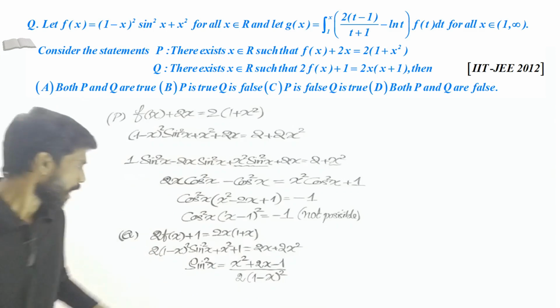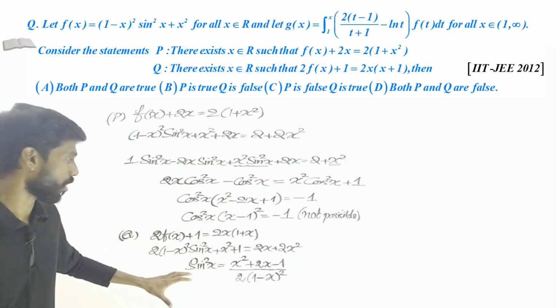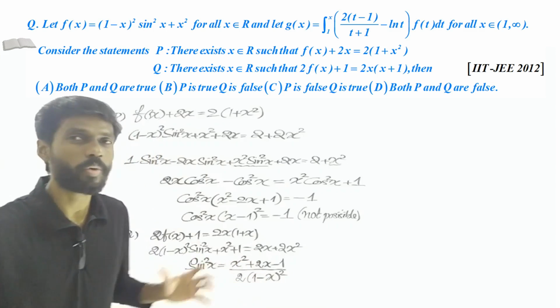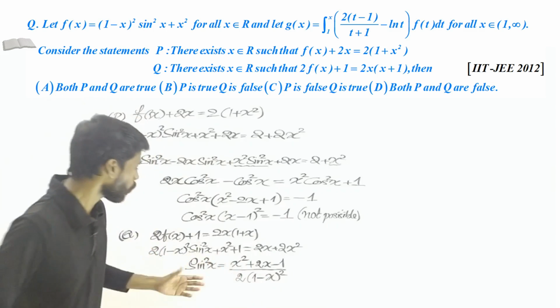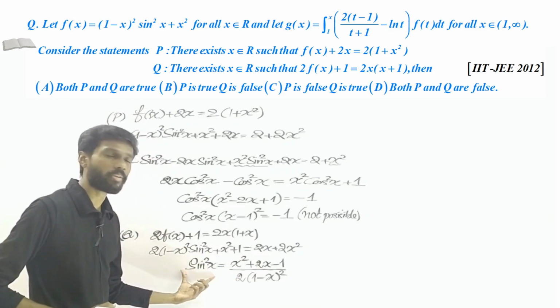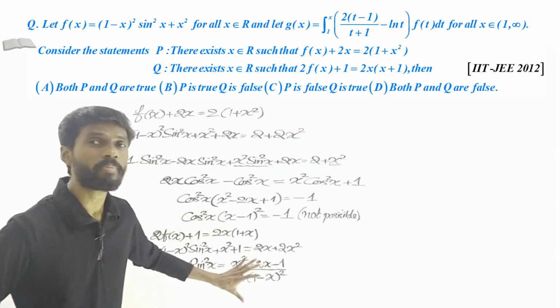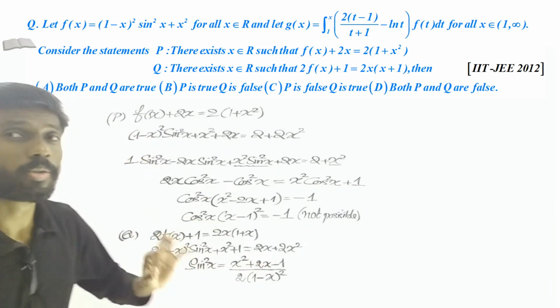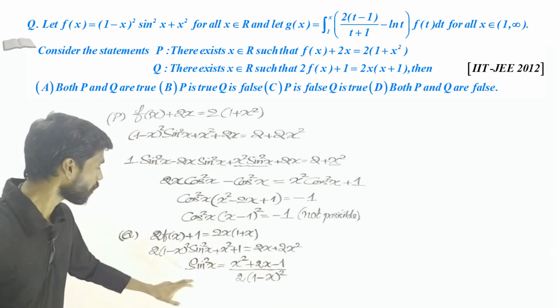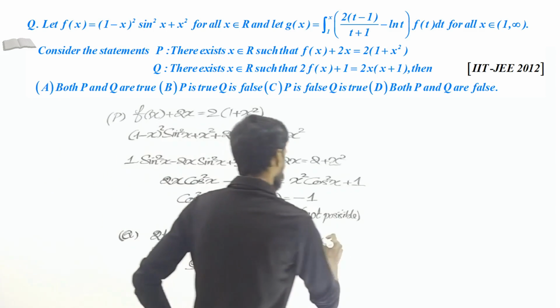The left hand side is a trigonometric function and the right hand side is an algebraic expression, so we cannot solve this by the normal method. So we use a graph. Let us draw the curve of sine square x and draw the curve of this function. If they intersect, then there is a solution. No intersection, no solution. The sine square x curve we know, so let us draw sine square x.